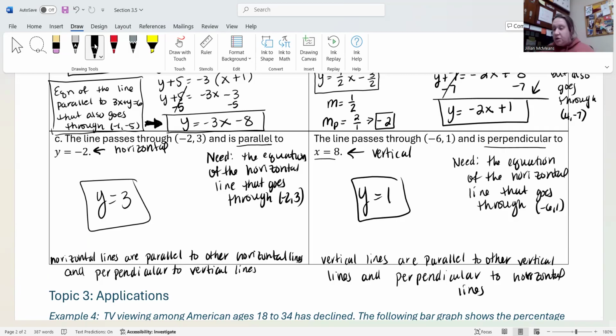Okay, so make sure you know how to deal with parallel and perpendicular lines. Remember, parallel lines have the same slope and different y-intercepts. Perpendicular lines have opposite reciprocal slopes. But when it comes to horizontal and vertical, things are always going to be special. So make sure you have a firm understanding of what a horizontal and what a vertical line would be. And just know that horizontal lines are parallel to horizontal lines and perpendicular to vertical lines. Vertical lines are parallel to vertical lines and perpendicular to horizontal lines.